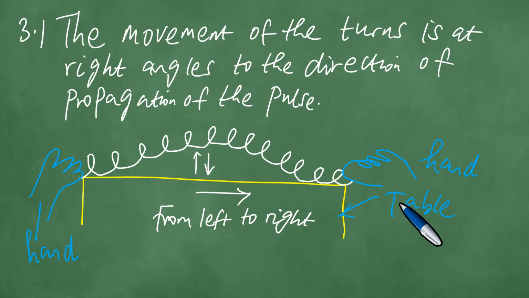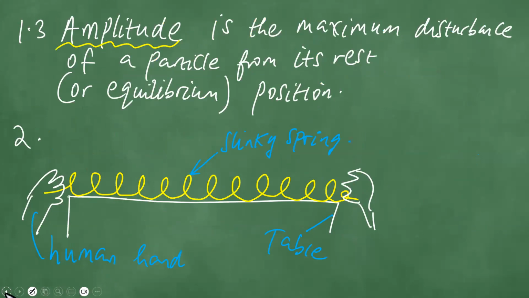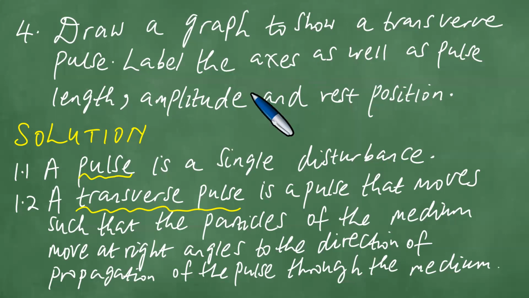Next. Here's a question about drawing a graph. Number 4: draw a graph to show a transverse pulse. Label the axis as well as pulse length, amplitude, and the rest position. We need to draw the graph of a transverse pulse. How does the graph of a transverse pulse look like?